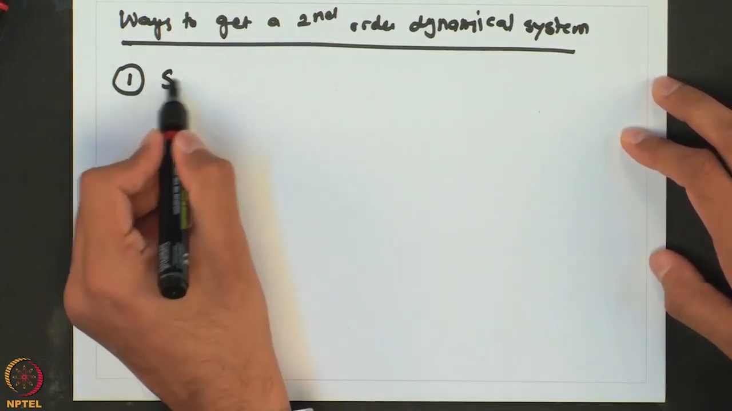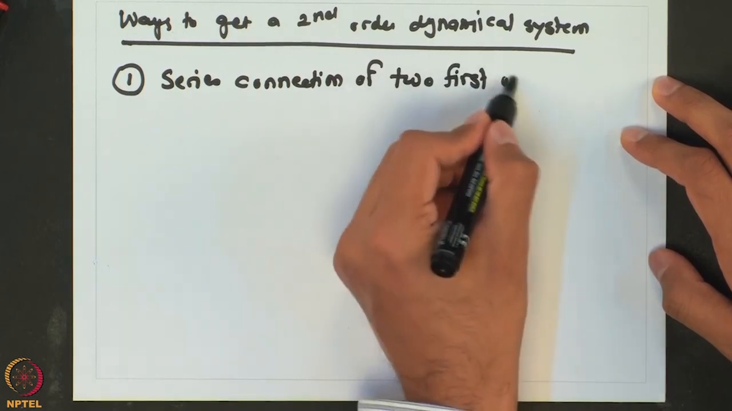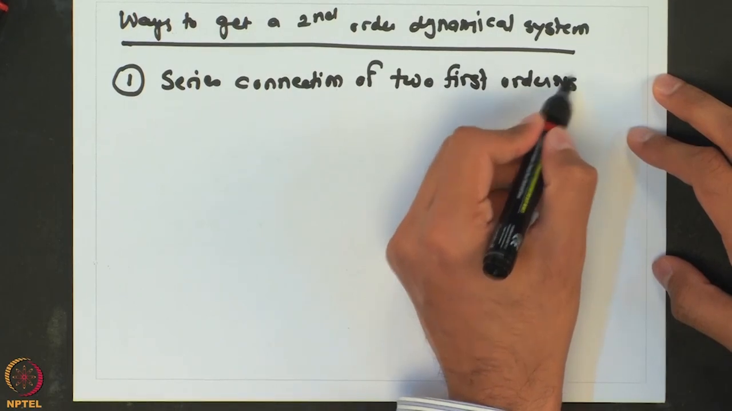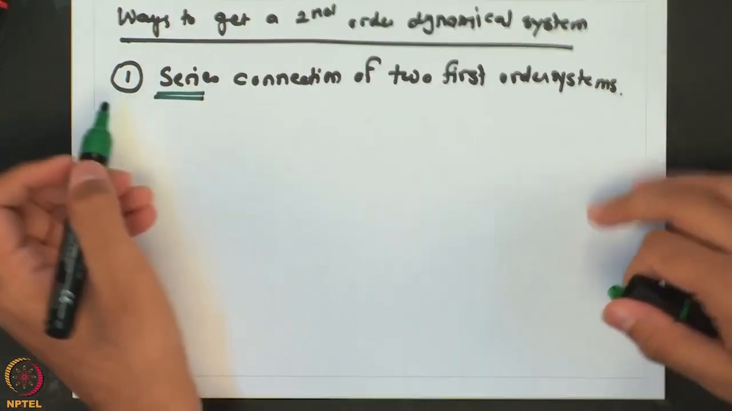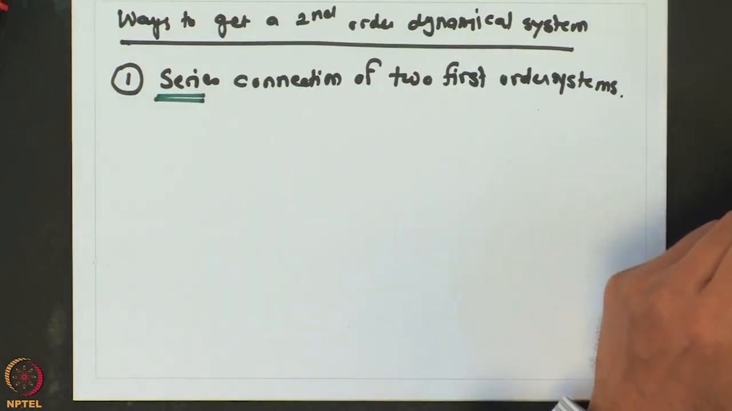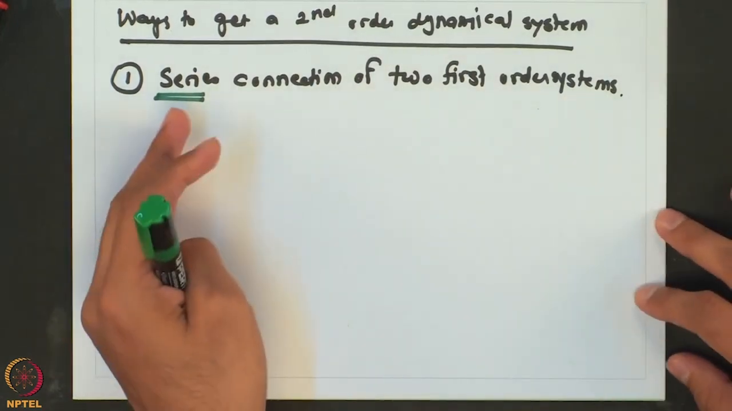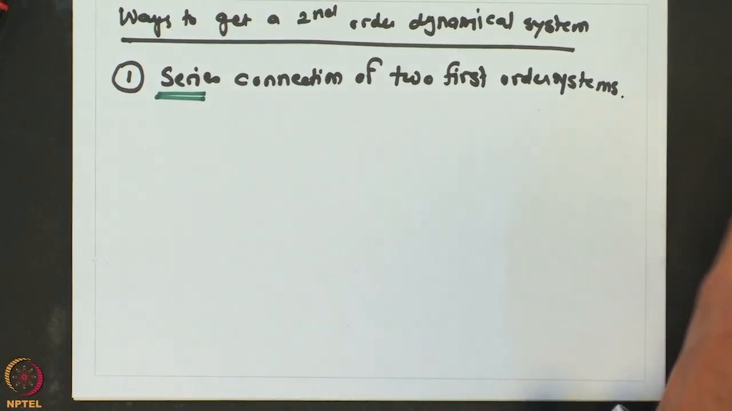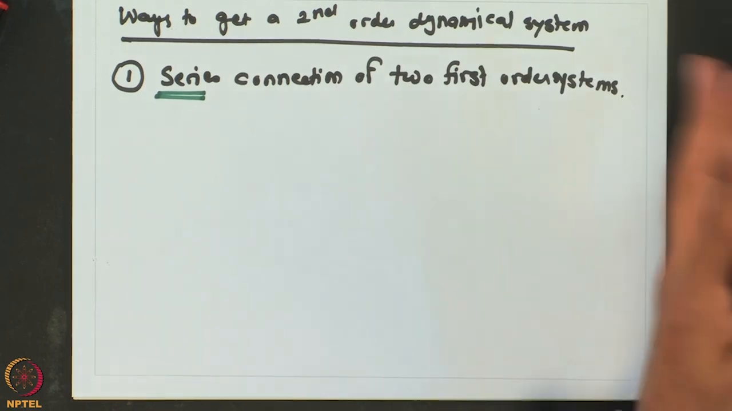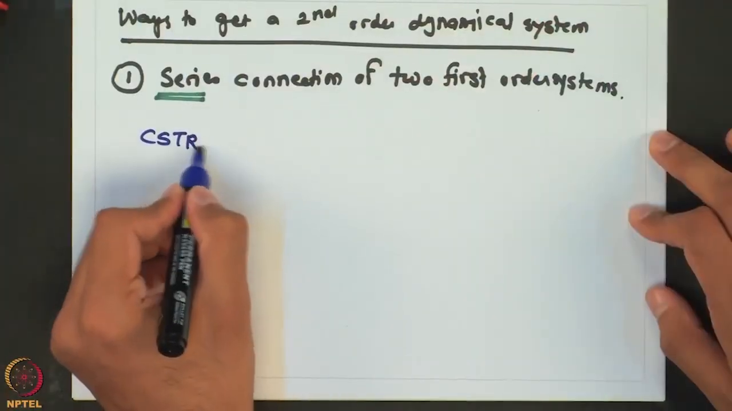So the first one is a series connection of two first order processes or systems. Now keep in mind this is a series connection. We had looked at a few examples in the previous week with parallel connection of first order capacities. Whenever there is a parallel connection, then the overall order of the system remains the same. Now here we are talking about a series connection. The output of one feeds the input of the other. So when we have such kind of an arrangement, which is also very common in our chemical industry, what we get is a second order system. So it's like addition of two first order processes in series is going to give us a second order system. We'll consider an example which you might have seen in your reaction engineering course, which is CSTRs in series.